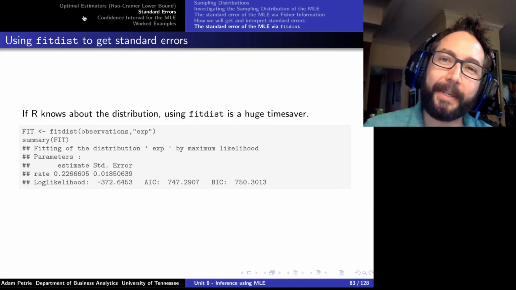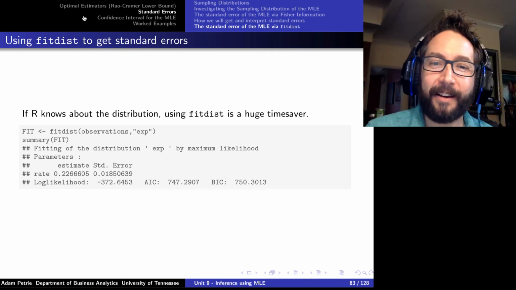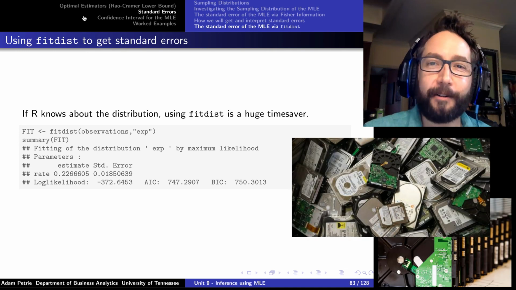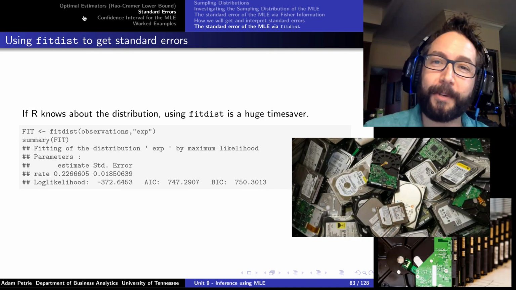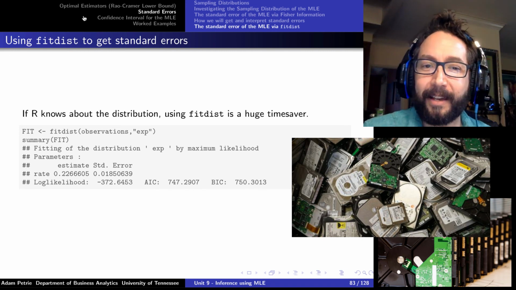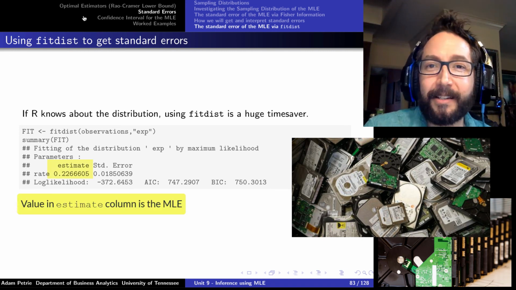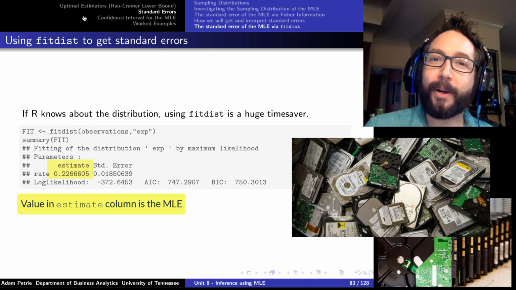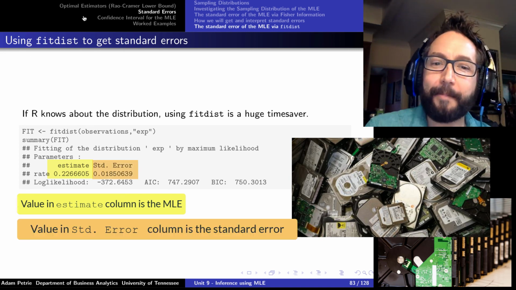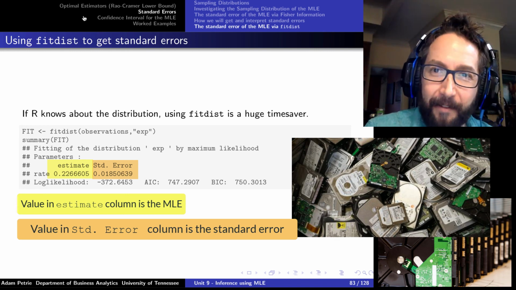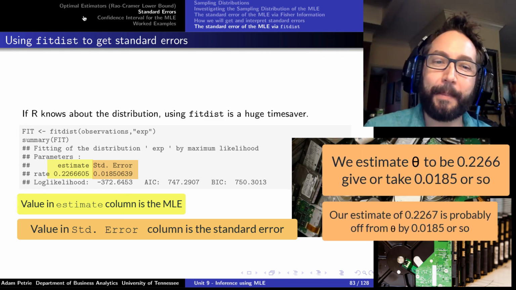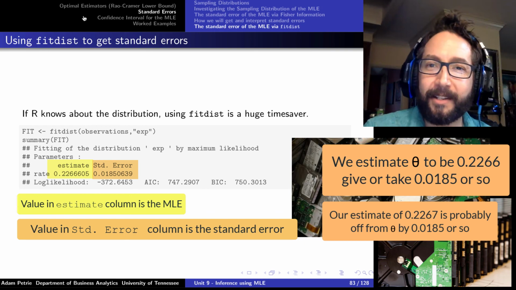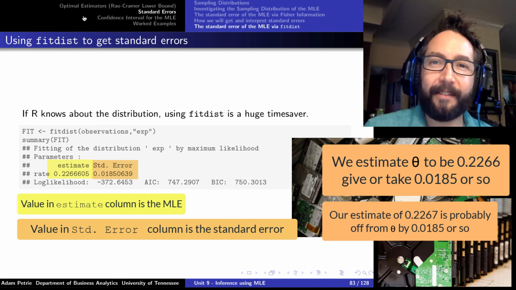Now, most of the time we'll be using fitdist to get those standard errors. So when I go and fit my hard drive failure data to an exponential distribution, I come up with the MLE that lambda is equal to 0.2266. It's not going to exactly equal lambda. It's going to be close. How far off do I think I am? Well, I think I'm probably off by about 0.0185 or so. So I estimate lambda to be 0.2266, give or take 0.0185 or so.